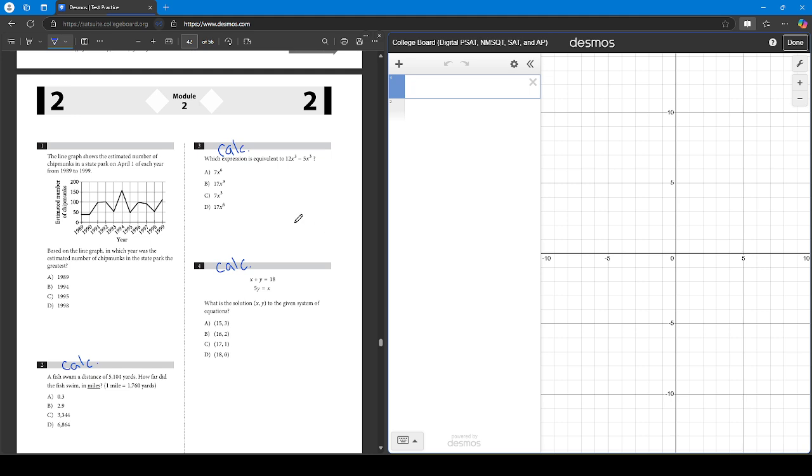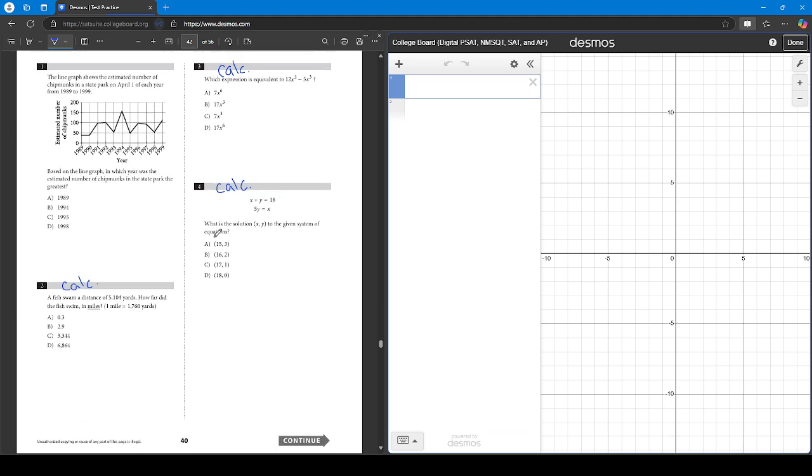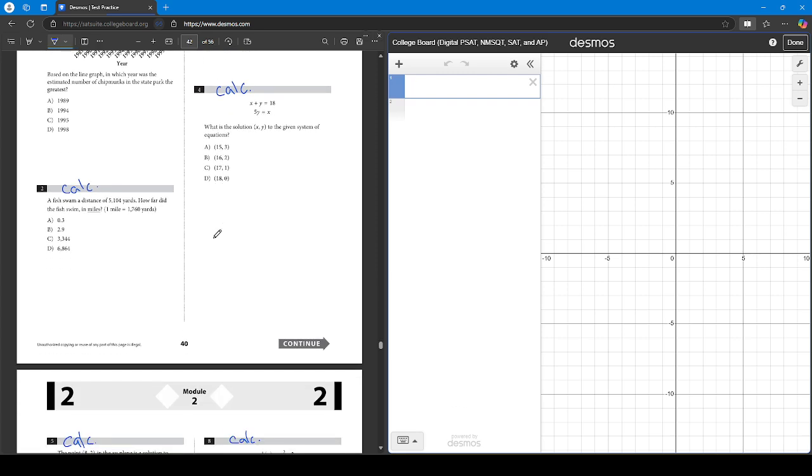All right, guys, got you back from our break. Question number 2 says, a fish swam a distance of 5,104 yards. And they want to know, how far did the fish swim in miles? Well, how many miles?